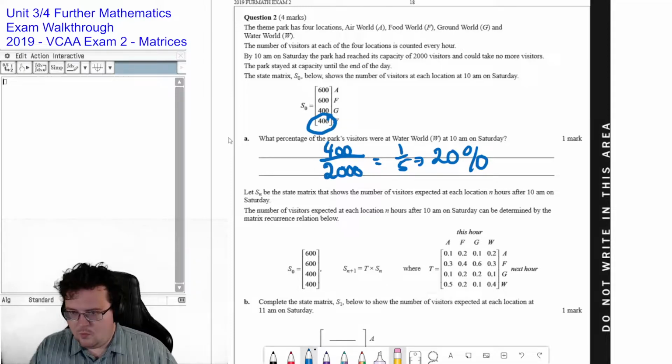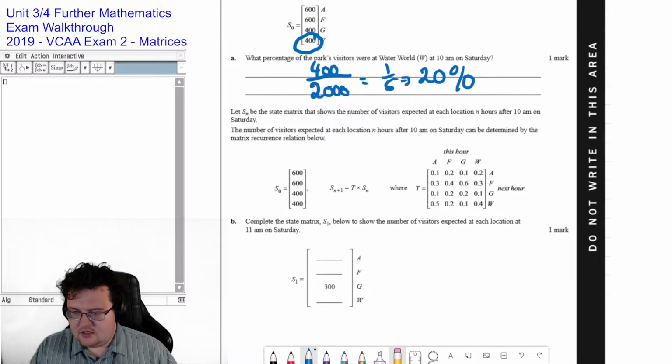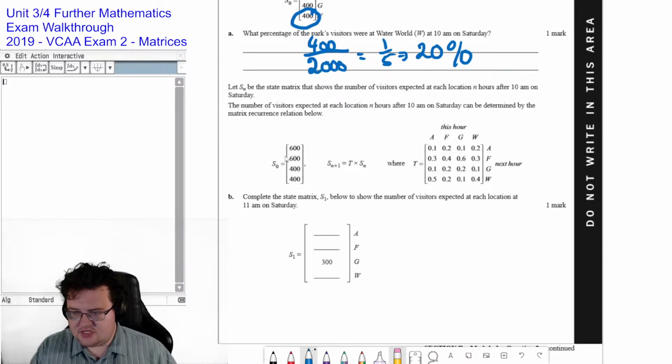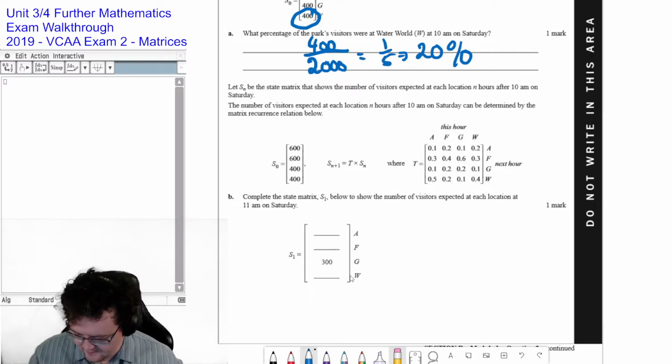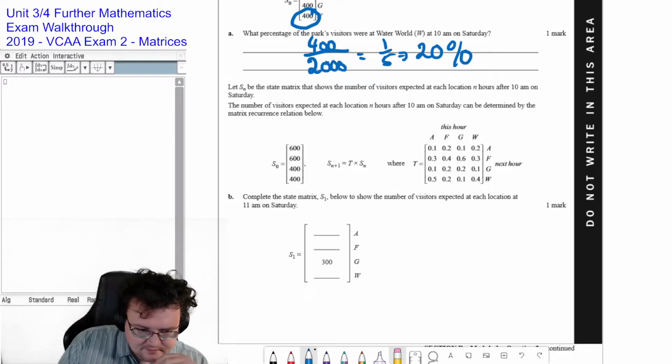So what we've now got is a state matrix, initial state, and a transition matrix, and they want you to complete this using this transition matrix to fill out S1. So we need to take our initial state and we need to take our transition matrix and we need to put them together. So this is where the CAS comes in.